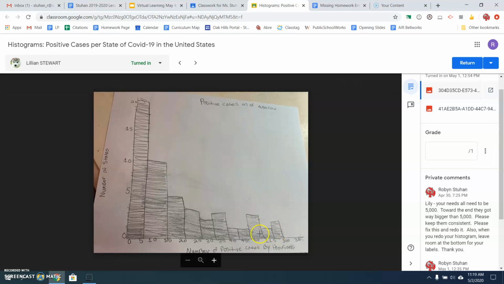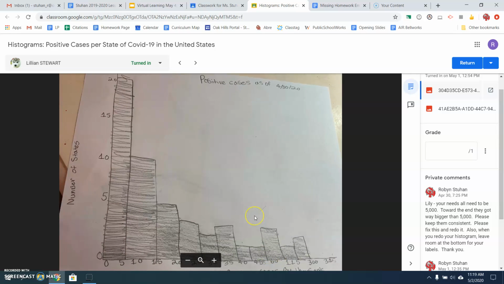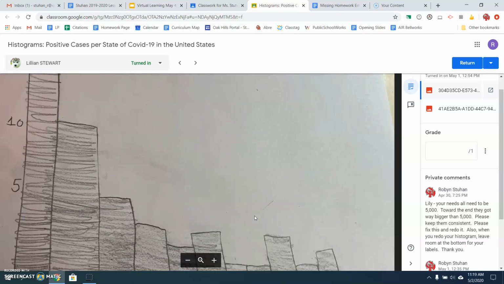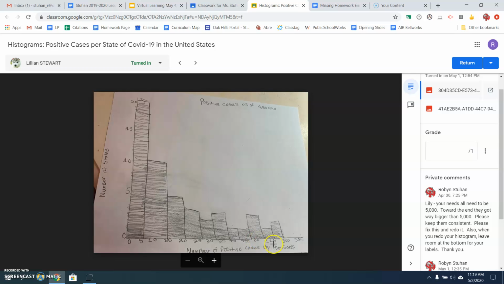So these bars should not be touching if they're not continuous, and you should show a couple lines on the axis to show the break. So I think once you do that, you should be good to go. Then I think your histogram will have everything that I asked you to put in it.